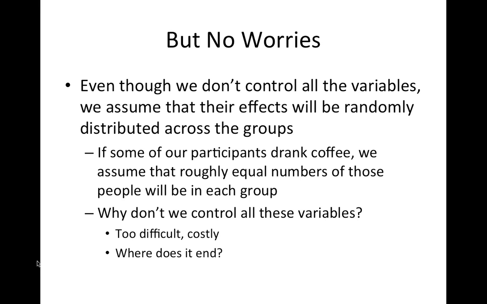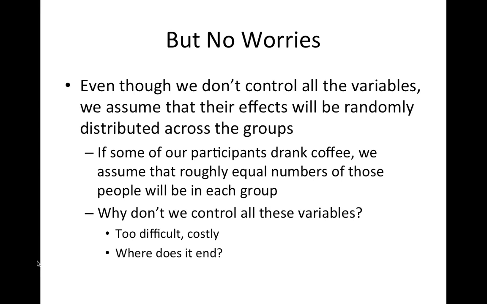But we assume that the effects of these extraneous variables will be randomly distributed across the groups. Now, we might want to go back in our next experiment and say, please don't drink coffee before the test, because that might have an impact, but we're not going to be able to eliminate everything. And that's the second point: why don't we control all these variables? Because it's just too difficult. It's too costly. And where does it end? Do we have people come in with the same colored shirt on? Do we have people that live in the same dorm? Where does controlling end? We have to allow some things to vary.